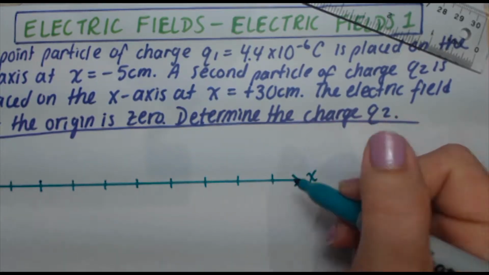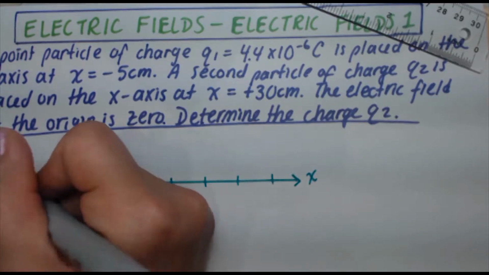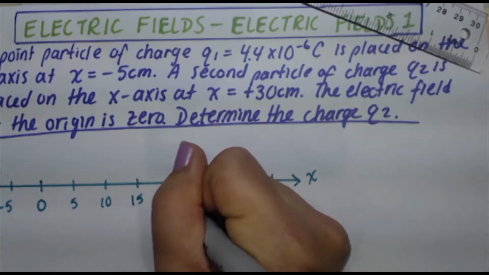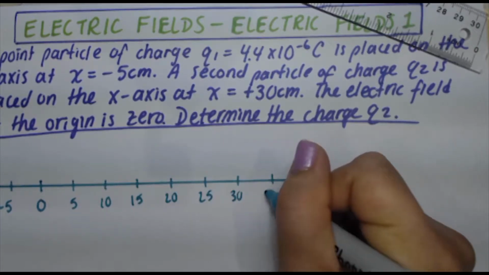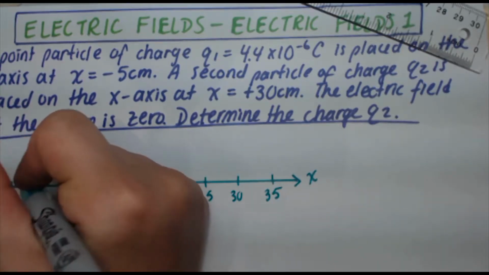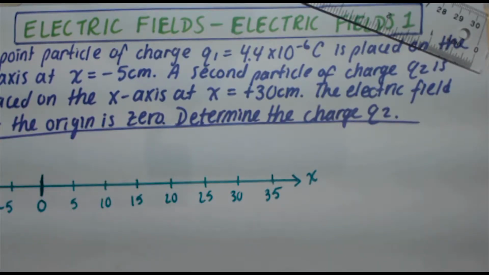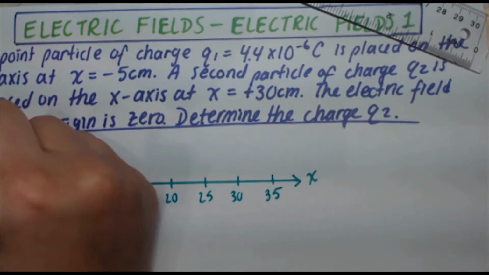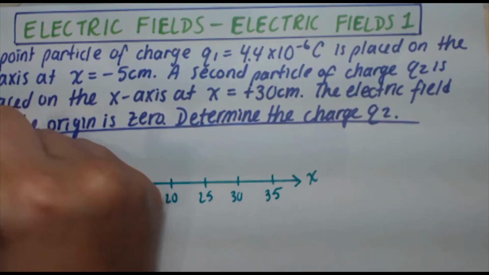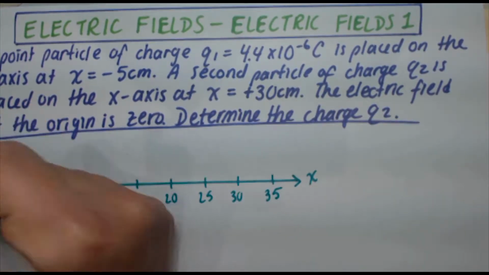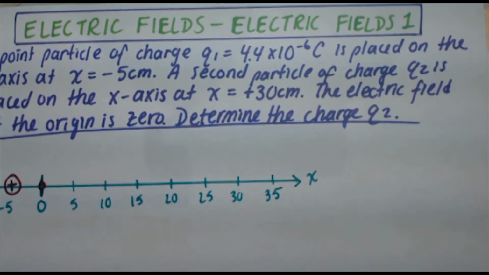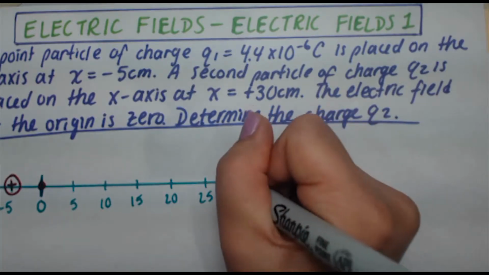So here's my x-axis. This is going to be x equals 0. So here's minus 5, positive 5. So I'm going to go ahead and number these spots. Okay, so here's my 0. I know that one charge, Q1, is placed at minus 5 centimeters. So Q1 is right there. Now, according to this, Q1 is positive. Okay, so I know that at point 0, the electric field is 0, so we'll take care of that in a moment. And I know that Q2 is placed at positive 30.